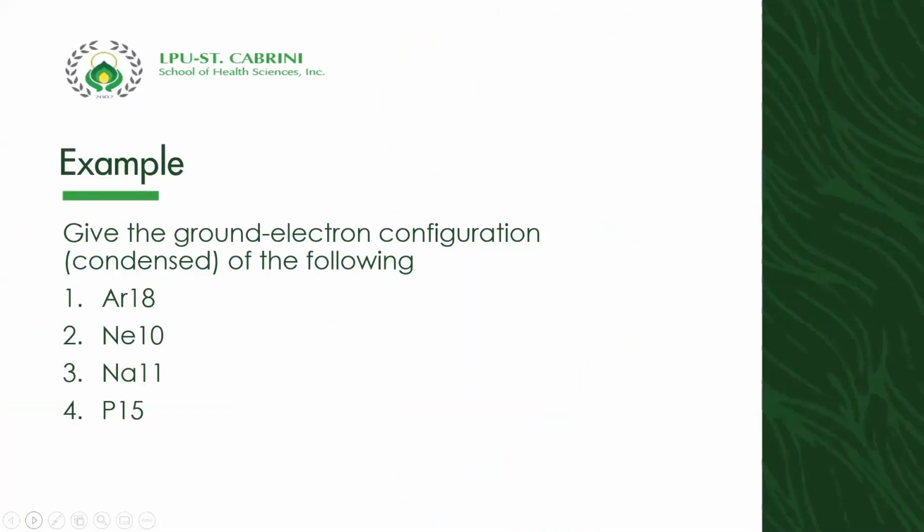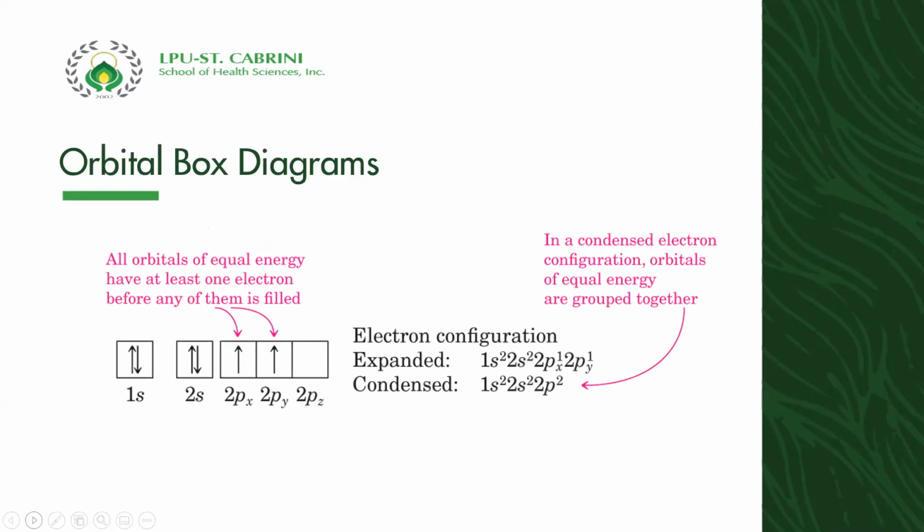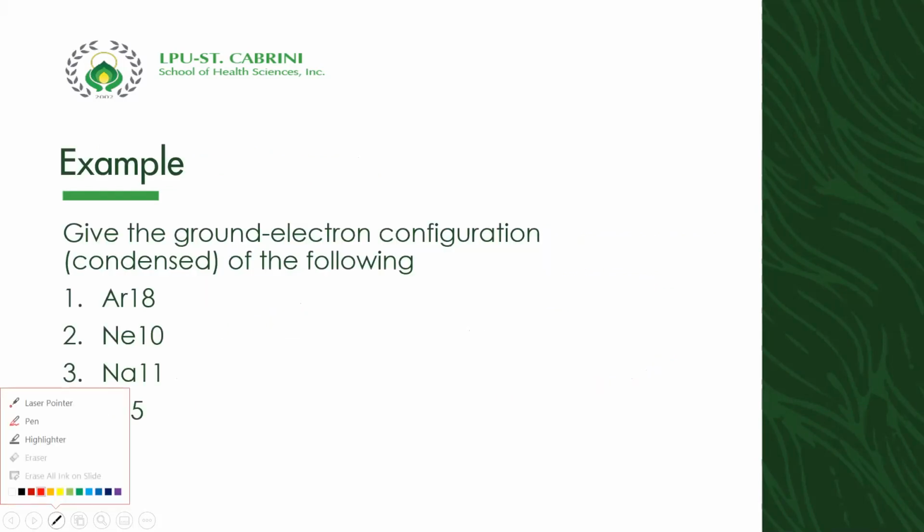Example, give the ground electron configuration condensed of the following elements. Given, we have here argon 18, neon 10, sodium 11, and phosphorus 15. So now, let's have it. Let's start with argon 18. So how are we going to do that?